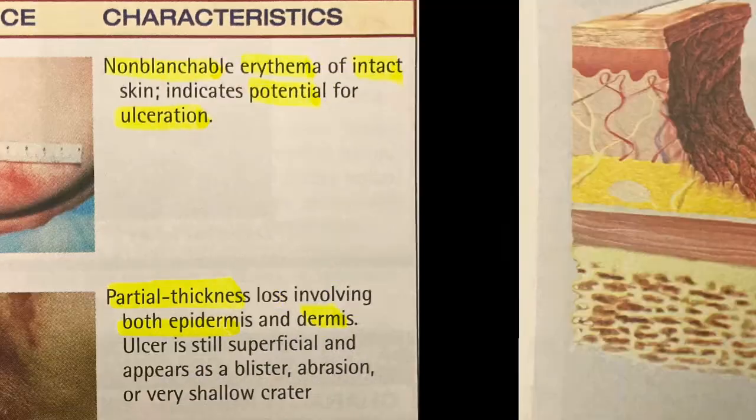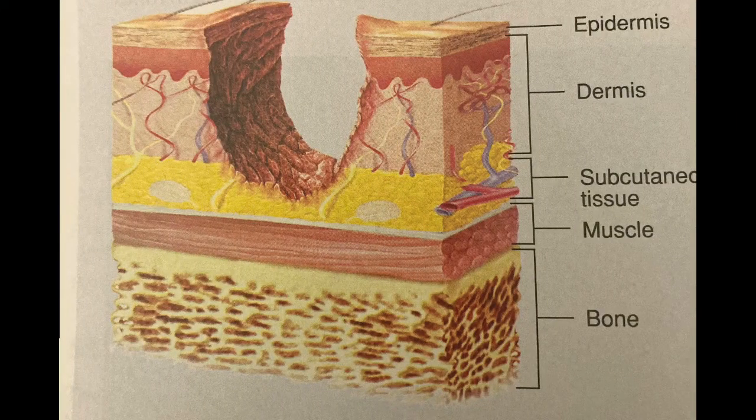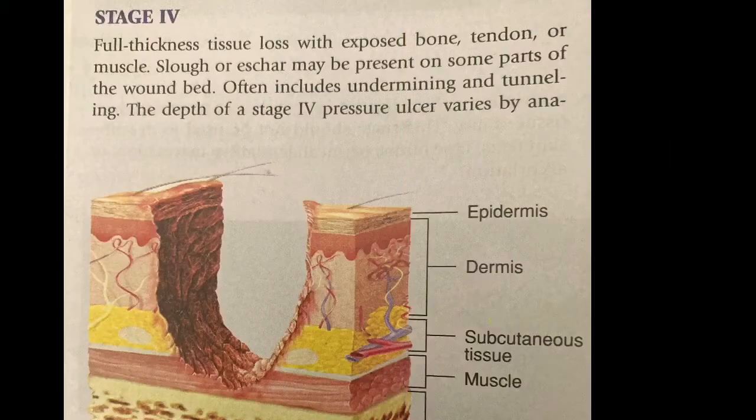So stage 1, remember, epidermis, which would be intact, non-blanchable, and potential ulcers. That's always going to be stage 1. Stage 2, there's 2 layers. That's the epidermis and the dermis. That's why it's stage 2. Stage 3, remember we talked about this, sub-Q. So if it says anything, the subcutaneous tissue or anything full thickness, we definitely know that's stage 3.